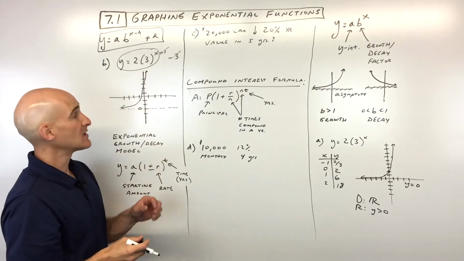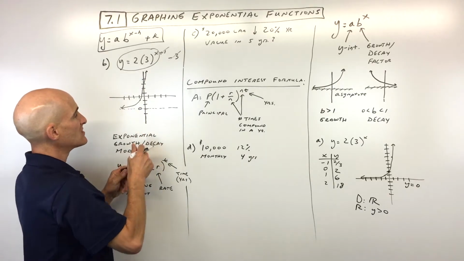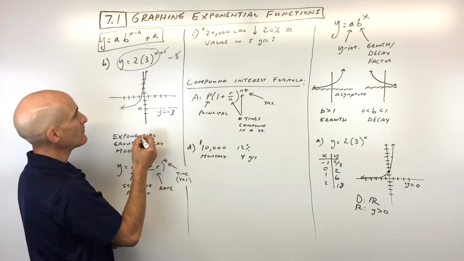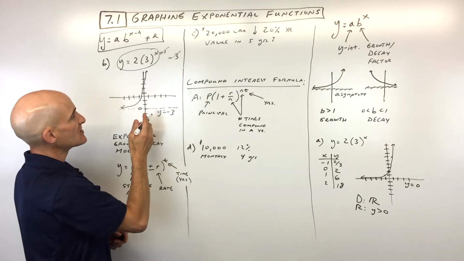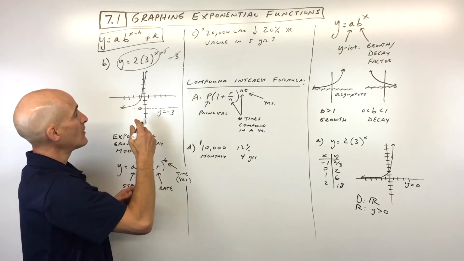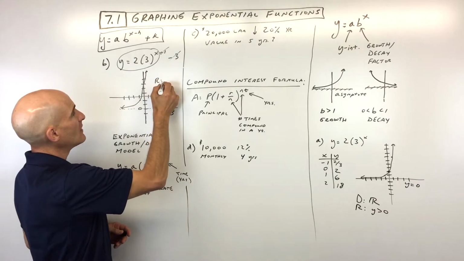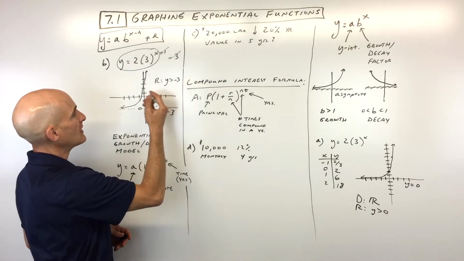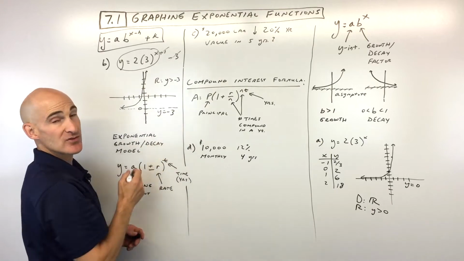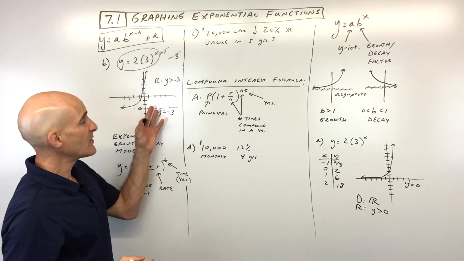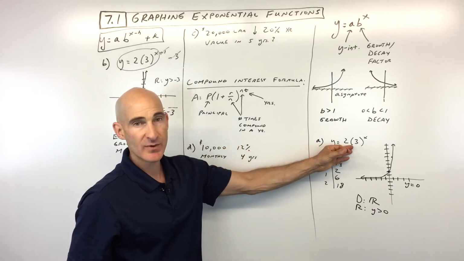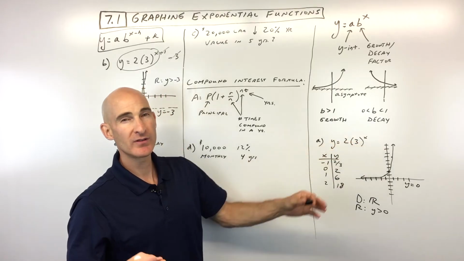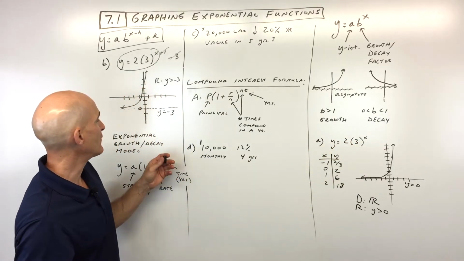Okay, and notice that your horizontal asymptote here is at y equals -3. The domain is all real numbers. You can see it's going to the left and right forever and ever. But the range is y is greater than -3. See, above this line, y equals -3. So that's the basic idea behind graphing exponential graphs. Remember that variables in the exponent, that's a tip-off that it's going to be an exponential function.